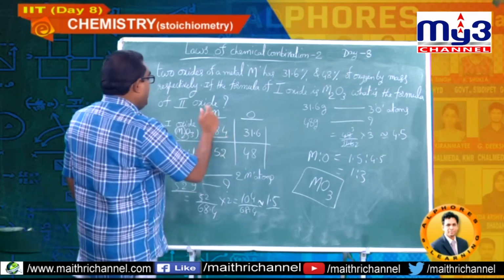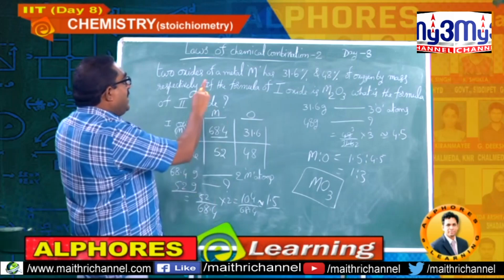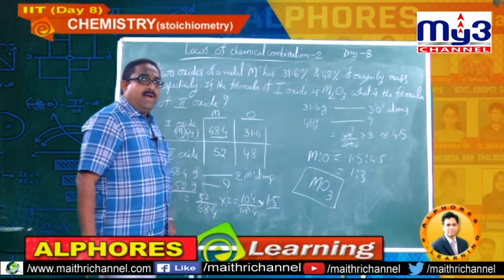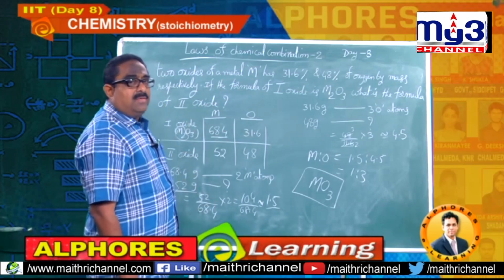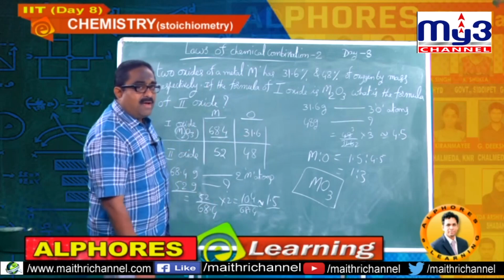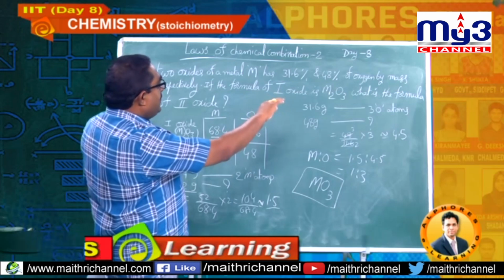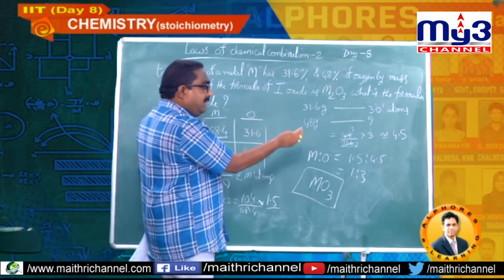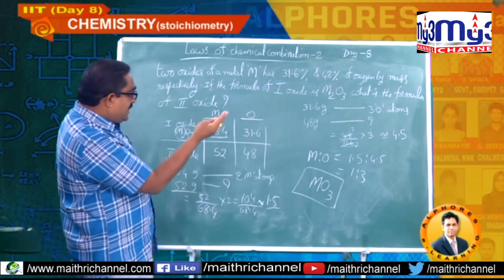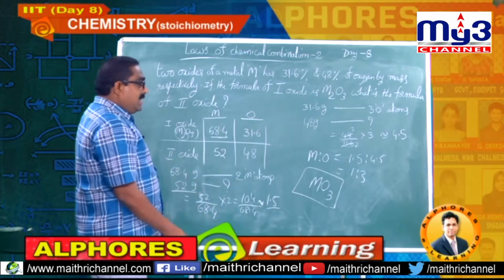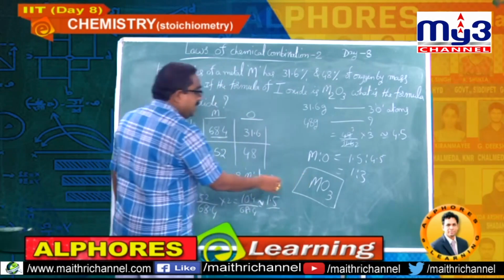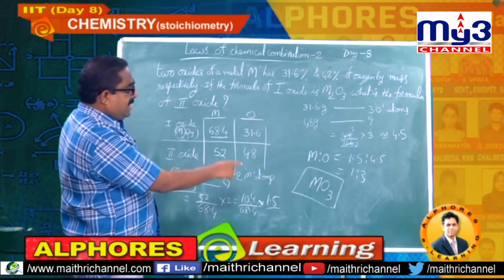So this particular question is based on the law of multiple proportions. Law of multiple proportions: if two elements combine to form more than one compound, for the fixed mass of one element, the mass ratio of the other element is always a simple whole number. So based on that, I have framed this question, and this is the way to solve it, and you will get the molecular formula of second oxide as MO3.